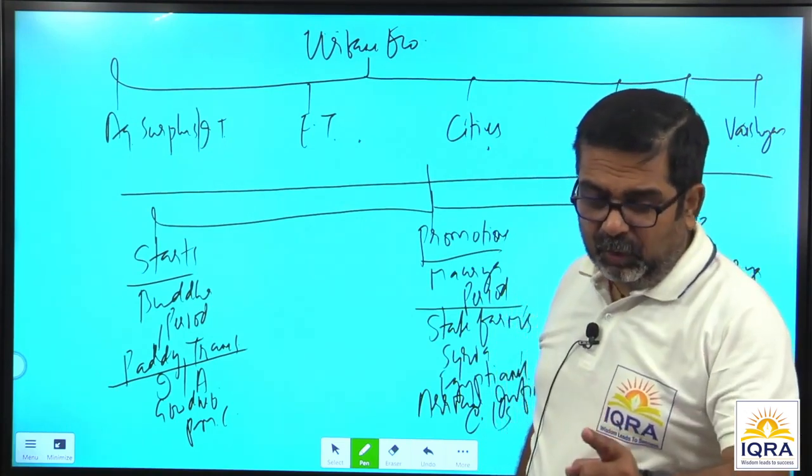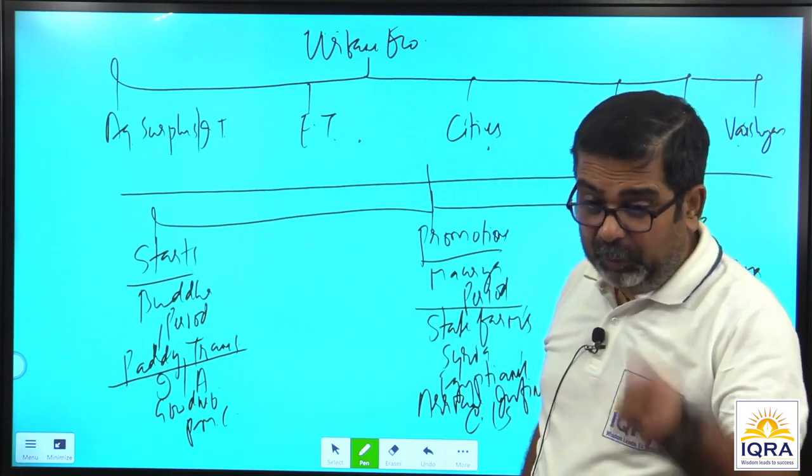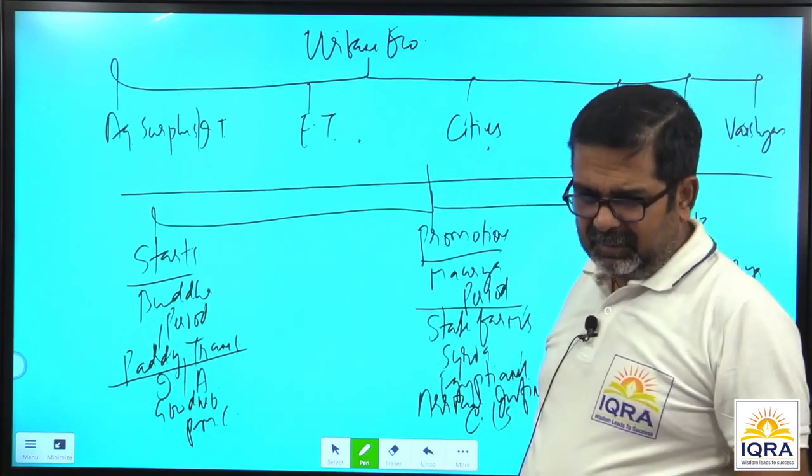Who started first gold coins? Greeks. Who had pure gold coins? Kushanas.